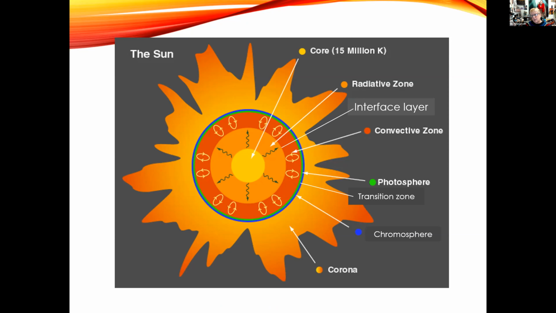So here is sort of a cutaway cartoon showing you the different layers of the sun. We'll start from the inside, from the heart of the sun. That's sort of the business end. That's where all the light and heat come from. That is the thermonuclear core.